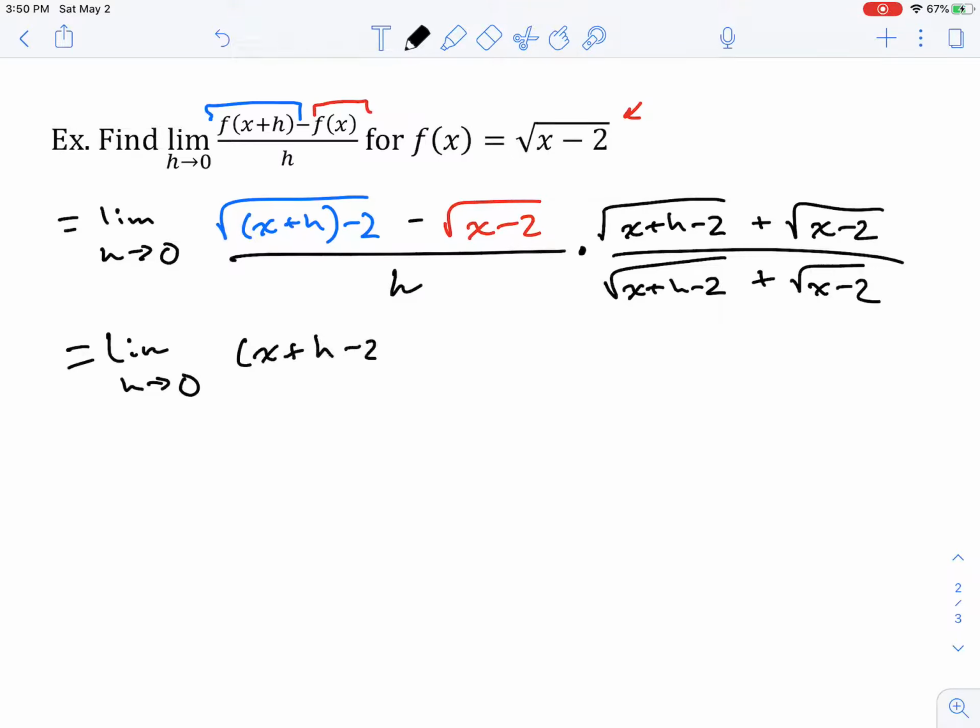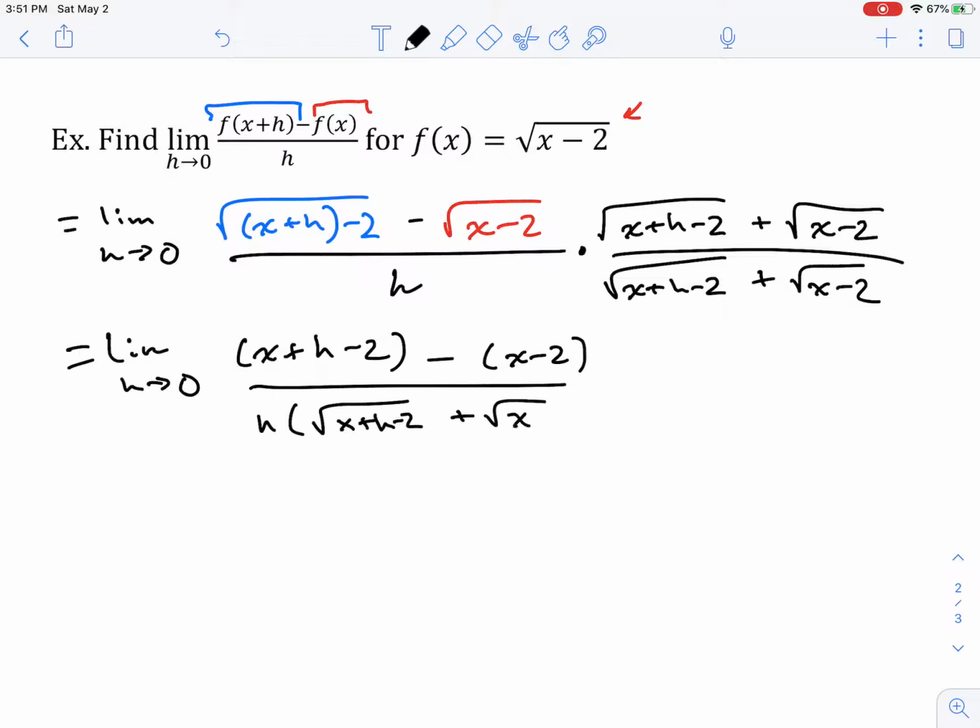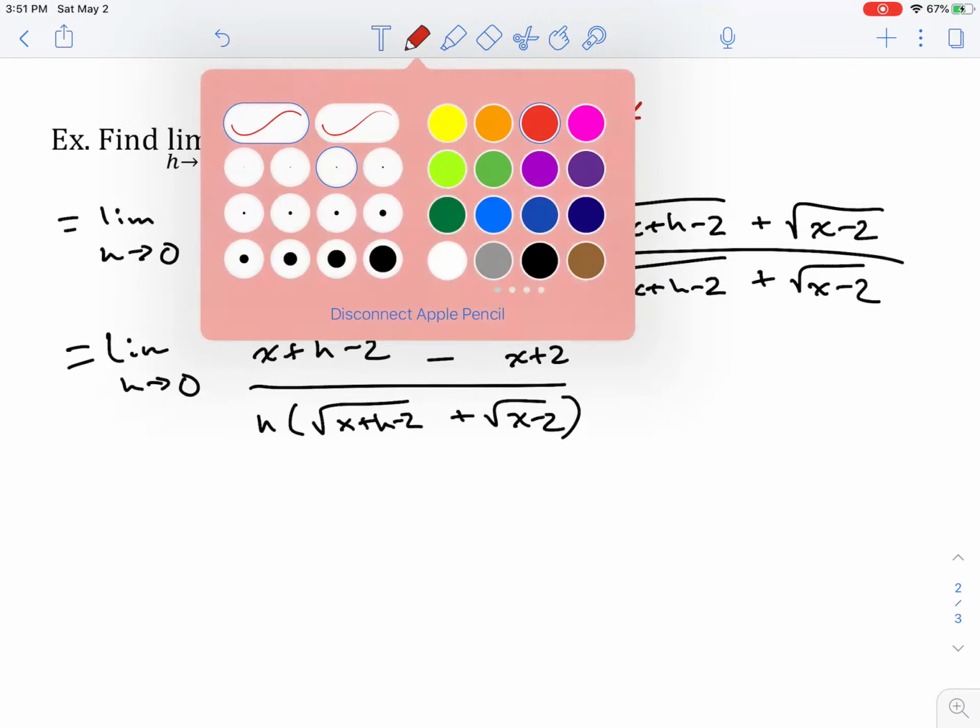Even though it looks a little daunting, it's just a difference of squares. So we've got all of x plus h minus 2 minus all of x minus 2. Be careful with your parentheses again. Over h times the quantity of still square root of x plus h minus 2 plus root x minus 2. And before we think about distributing that, let's just clean that up a little bit further. And if it helps out, let's just go ahead and get rid of some of these parentheses right now and distribute that negative while we're at it. So minus x and make that plus 2. So all I did was just distribute that negative.